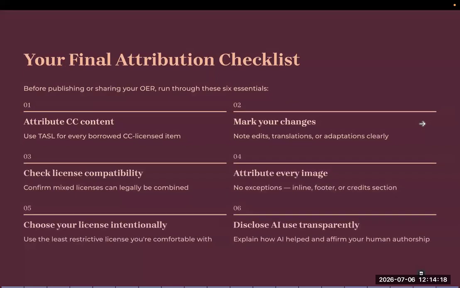Okay, your final attribution checklist, the TASL. You're checking that the licenses are actually compatible, that your changes are marked, that your attributions are on every single image, that you have chosen your license intentionally, and that you've disclosed any AI use. And that is the end of our attribution best practices.